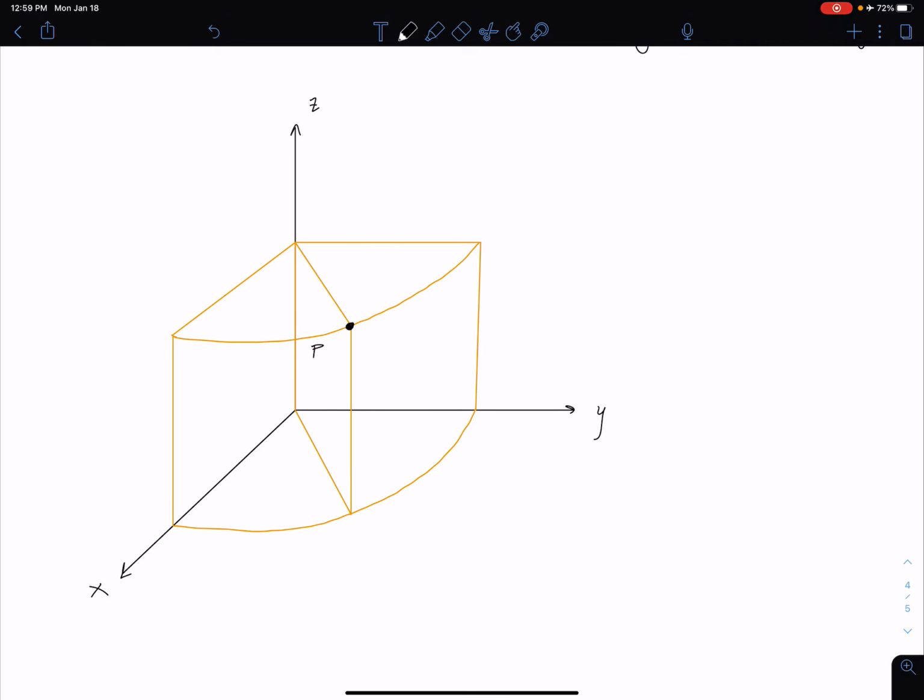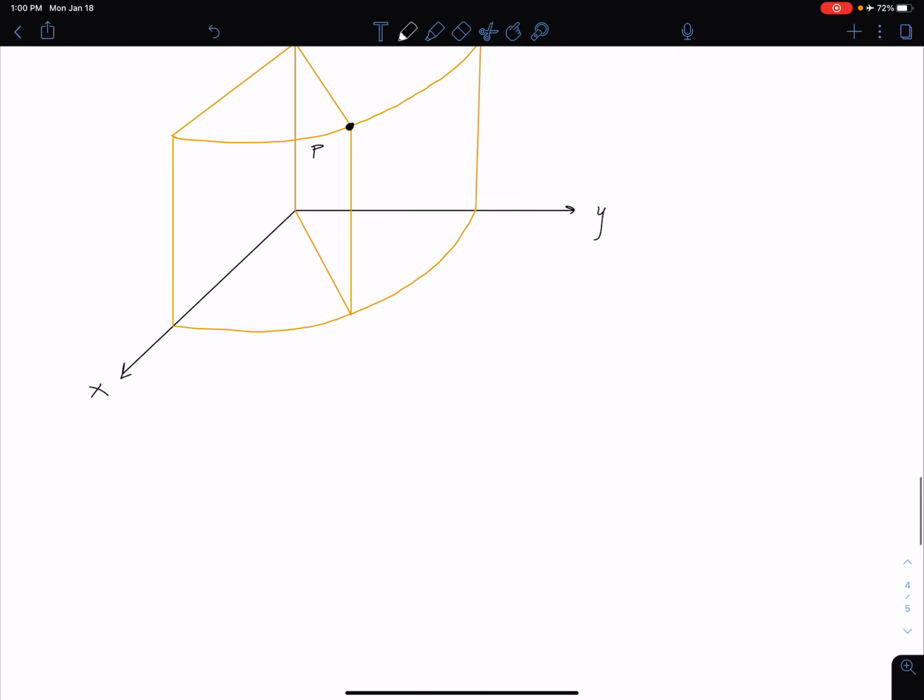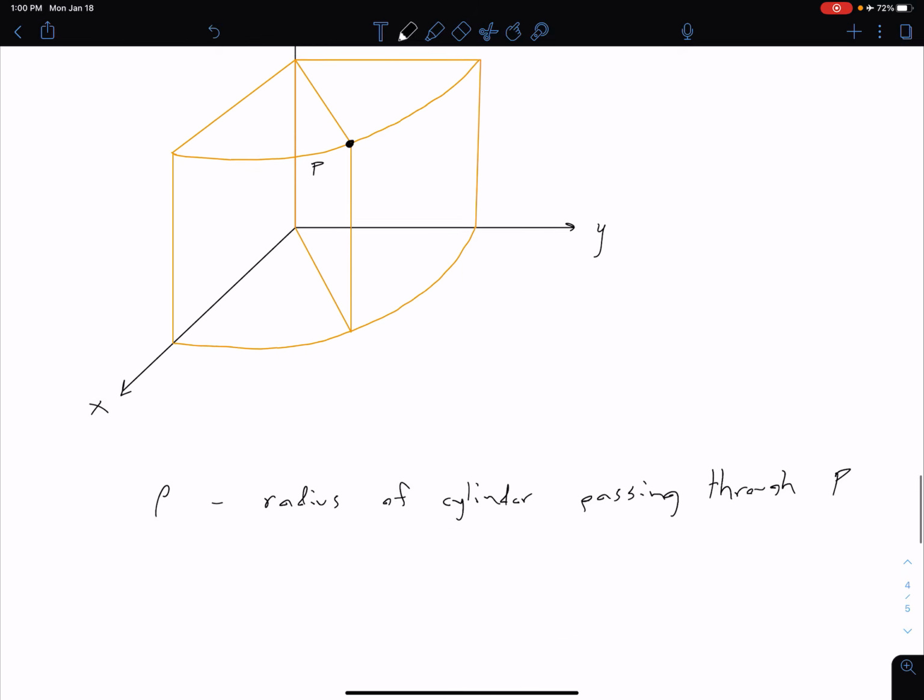Before I come up to this figure and label what our points are, let me define our rho, phi, and z explicitly down here below. So our rho is going to be the radius of a cylinder passing through point P. In this case, we're talking about point P.